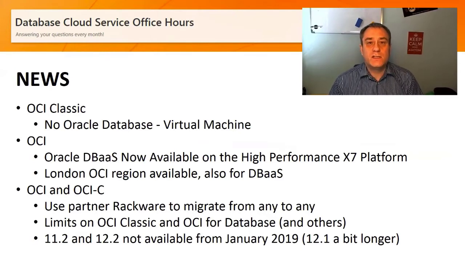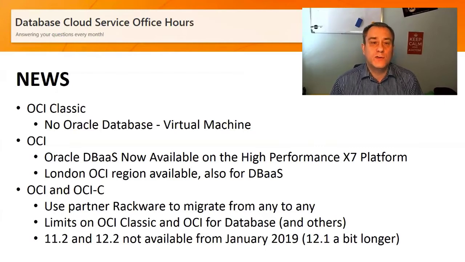Migration a bit. We just this weekend successfully completed the first migration, at least in my area, from another system to the OCI cloud using a tool called Rackware. Rackware is a new partner. I'll explain that later on. Then limits on OCI Classic and OCI. I've received a couple of questions from partners and customers on what these limits are and how you can change them. And there is also an update on 11.2 and 12.2, as in the database versions that will not be available anymore in January 2019.